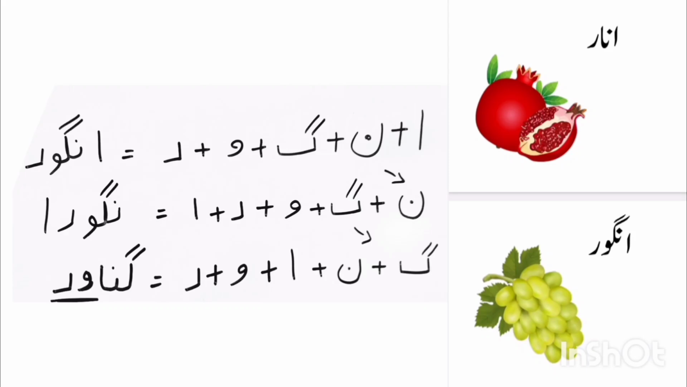So it's gaf, noon, alif: na, ganna, and it's also not a word. You can combine gaf, noon, and alif together, but not waw and re. Waw and re will not get together. Re combines with some other letters, but not with waw. You can say that waw is its enemy.